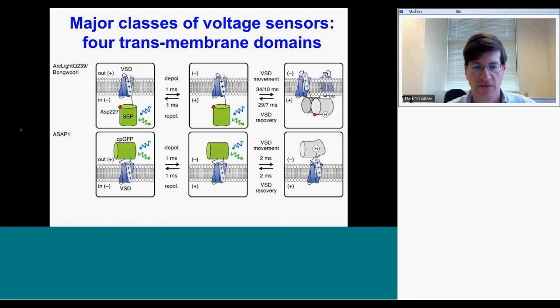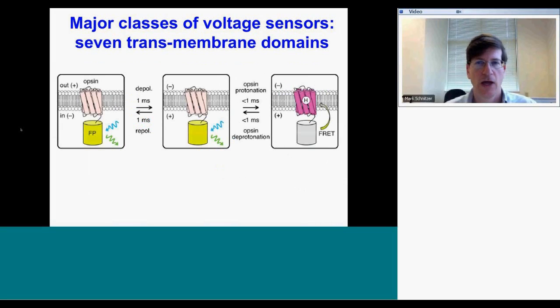Other indicators, such as the ASAP indicators that have been developed by my colleague Michael Lin, have the same kind of 4 transmembrane domain, voltage-sensitive protein domain coupled to a fluorescent protein on the outside of the cell. And in this case, the ASAP indicator undergoes a decrease in brightness with membrane depolarization. Now, in my lab, we've been pursuing another class of voltage indicators that was first introduced by Adam Cohen's lab. These are indicators that make use of rhodopsin family proteins. These are 7 transmembrane domain proteins. We've been coupling them to bright fluorophores, again, on the inside of the cell. And like ASAP, these indicators also undergo a decrease in fluorescence output upon membrane depolarization.